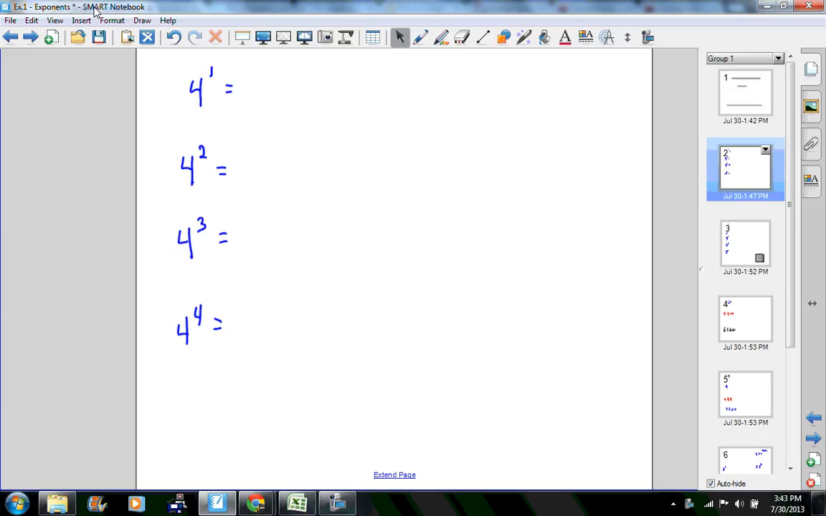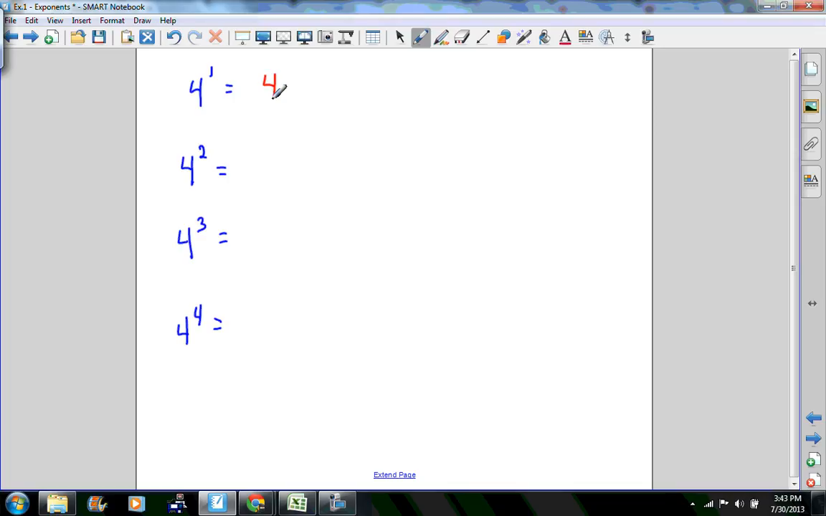So we're going to be working on some exponent stuff. Exponents are like counters. If we're looking at each of these problems, 4 to the first is 4. 4 to the second would be 4 times 4. 4 cubed, or 4 to the third power, would be 4 times 4 times 4. And then 4 to the fourth is we're just multiplying 4 four times. Okay? So that's all these mean.